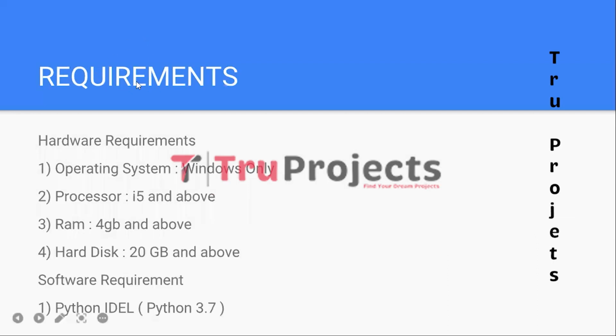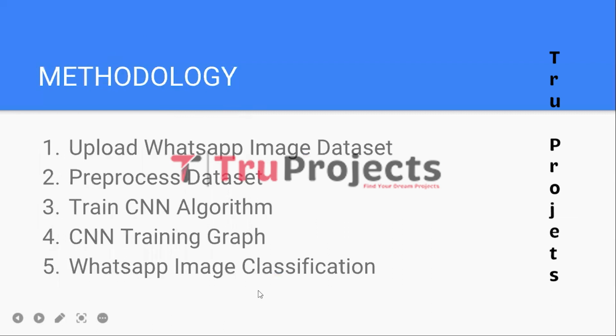The basic requirements that are needed to implement this project are Windows as an operating system, a processor of i5 and above, RAM of 4 GB and above, and hard disk of 20 GB and above. The software requirements are Python IDLE with version 3.7. To implement this project, we have designed the following modules.